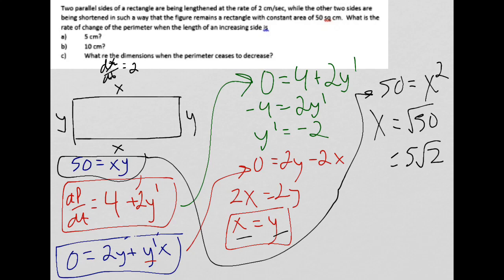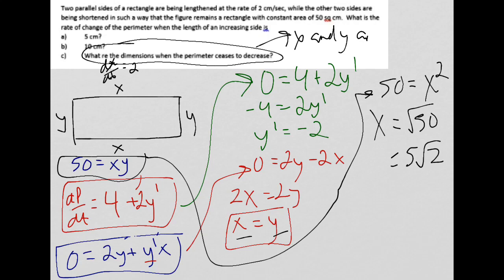So it says, what are the dimensions when the perimeter ceases to decrease? Well, x and y are 5 root 2. So it's a square at that spot, which should kind of make sense a little bit.